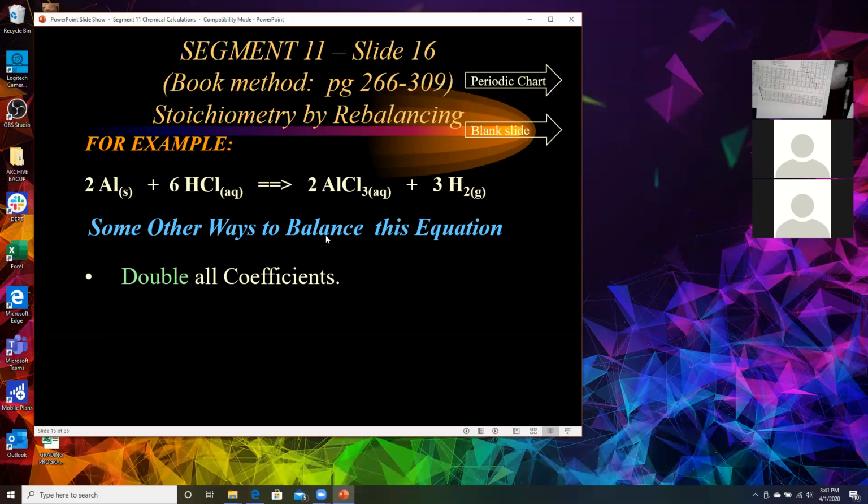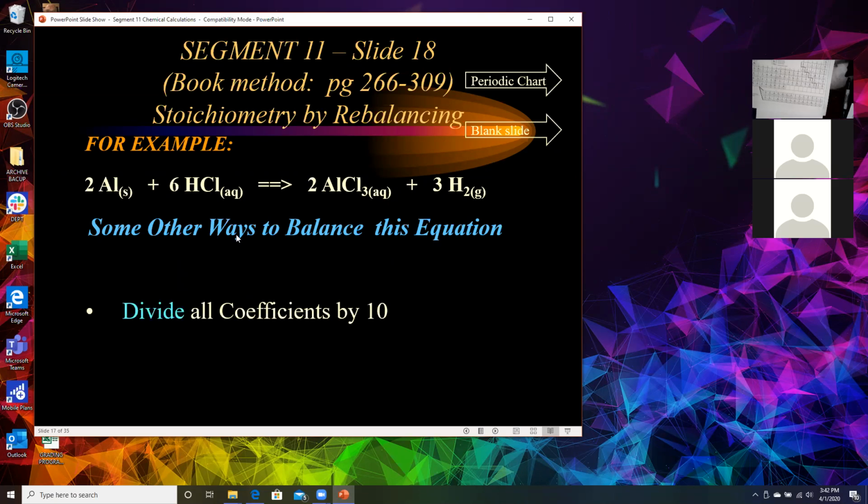Let's double all the coefficients. So if I double all the coefficients, this is what I get. And it's still balanced. See, there's 4 aluminums and 4 aluminums. There's 12 hydrogens and 12 hydrogens and 12 chlorines and 12 chlorines. It's still balanced. It's not the way I would want you to turn it in when we did balance equations, but it is still balanced.